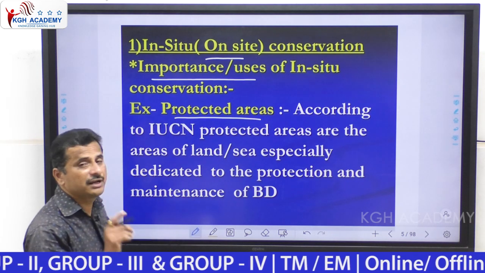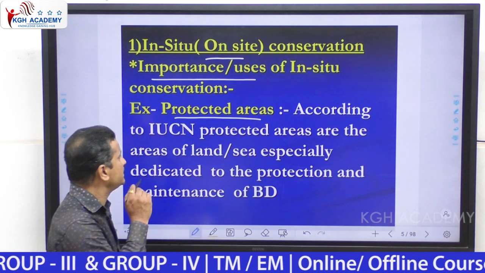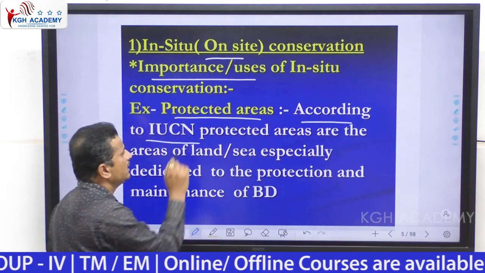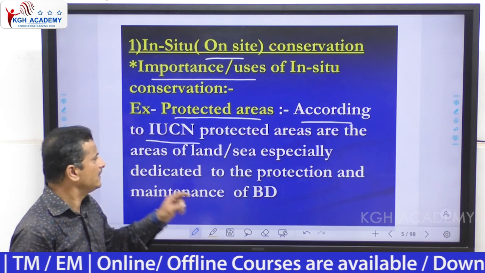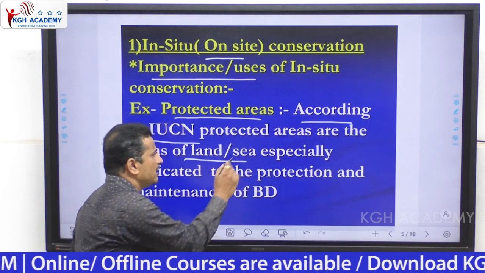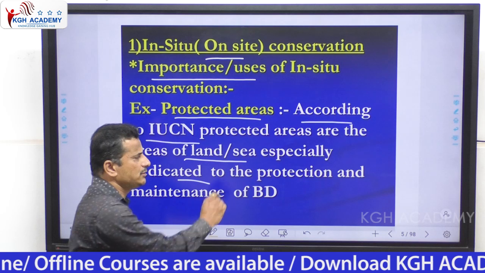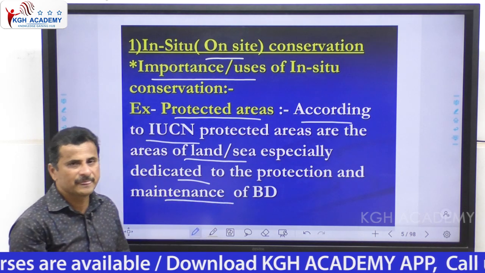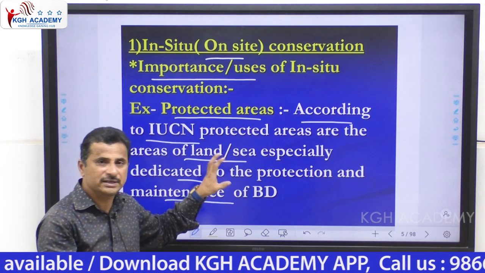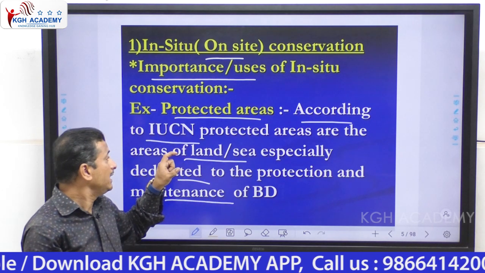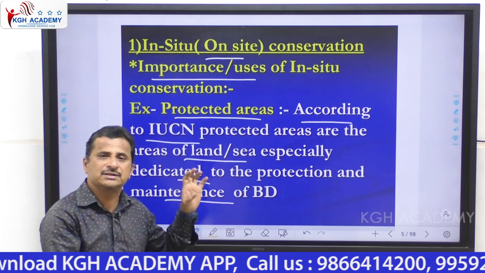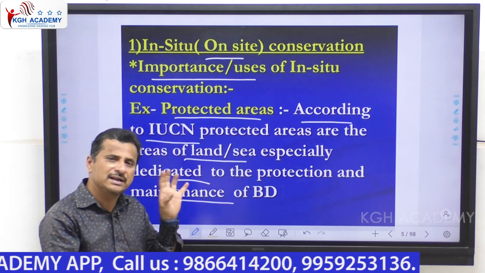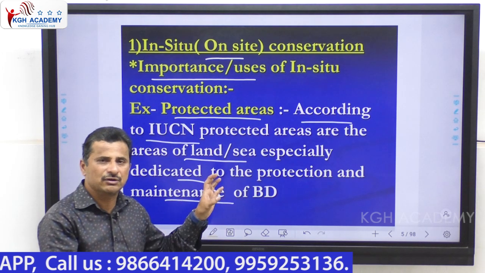According to IUCN, the definition of protected areas is like this: protected areas are areas of land or sea especially dedicated to the protection and maintenance of biodiversity. This is the definition of a protected area. They are legally established, and generally controlled by the government. These areas are strictly monitored and controlled by the governments.